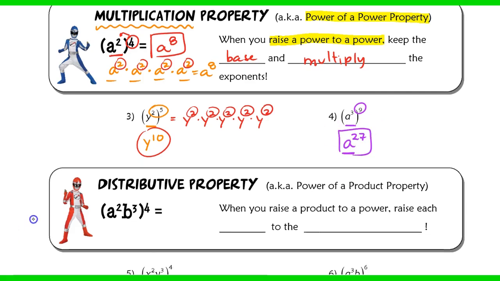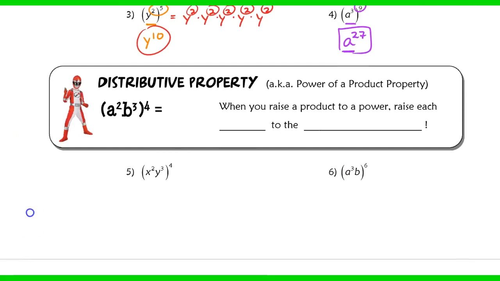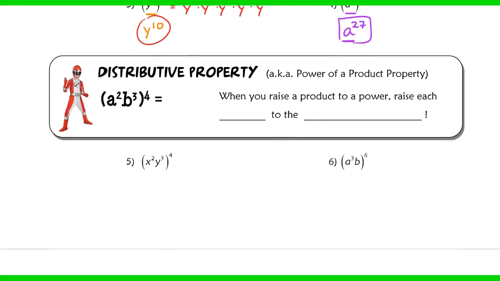All right, now we move on to the last rule here, the distributive property. So this is the nickname for it, the distributive property, but its real name is the power of a product property. So this time it looks a little bit more complex. If you look at this, we've got a squared b cubed, and the whole thing is raised to the 4th power. So if I were to expand that, it would look something like this.